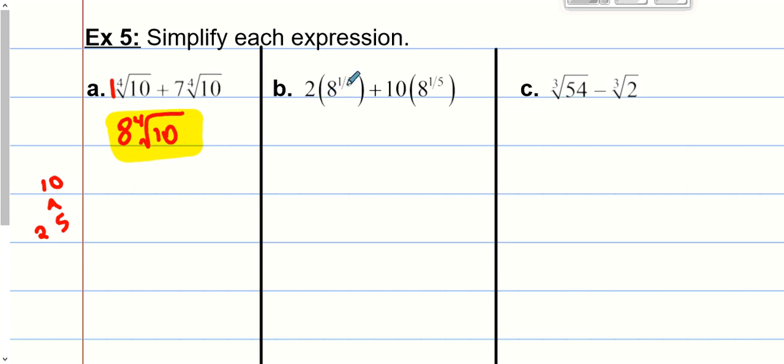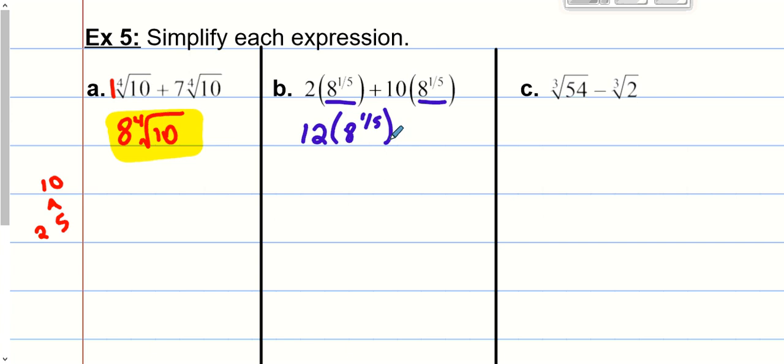All right, the next one. I've got 2 times 8 to the 1/5 plus 10 times 8 to the 1/5. Well, the inside, the 8 to the 1/5, is the same on both. I've got 2 apples plus 10 apples, so that's going to give me 12 apples, or 12 times 8 to the 1/5.